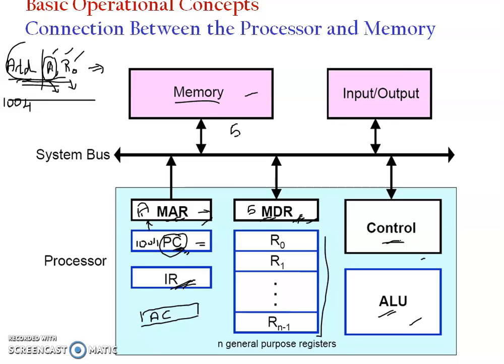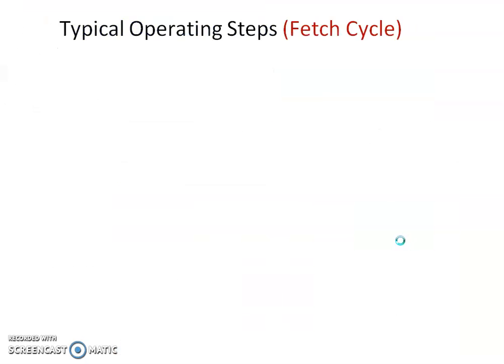This diagram mainly deals with how the connections are made between the different components of the computer and how signals are passed from one to the other in order to perform the operation. For that purpose, we will have 2 cycles.